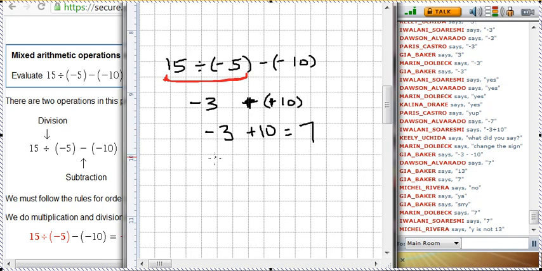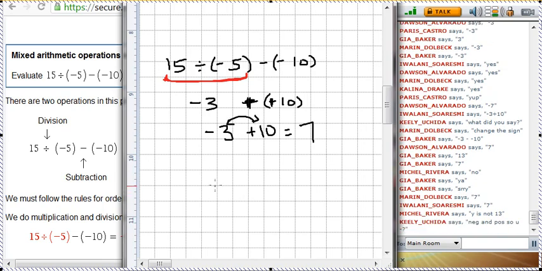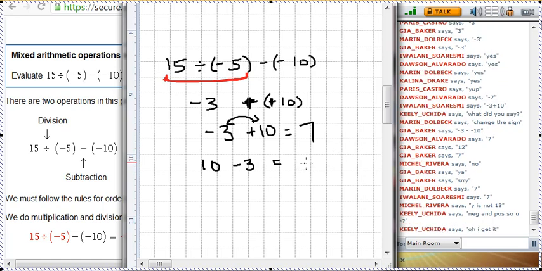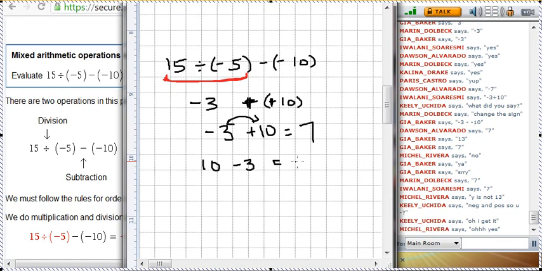Okay, because we're looking at 10 plus negative 3. Or I guess you could use the commutative property, since there's a plus sign in between here, and make it 10 minus 3. Does that make more sense to you? Exactly. 10 minus 3. And so that becomes 7. Because 10 minus 3 is 7. Are we cool?